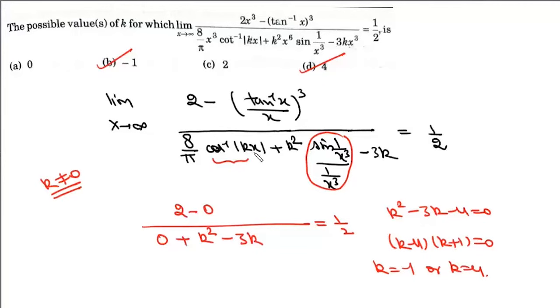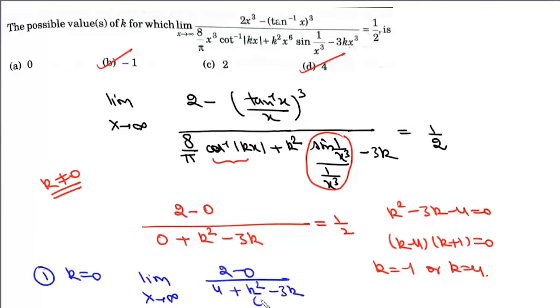So we have to consider one more case, considering k equals 0. Now if k is 0, we'll have cot inverse 0, and cot inverse 0 will be pi by 2. In that case, we'll have this limit x tends to infinity, 2 minus 0. Now this is 8 upon pi into pi by 2. There will be 4 plus k square minus 3k, and if k is 0, this value is again going to be 1 by 2. So that means one more value of k is possible. So there are 3 values possible for k, which are 0, minus 1 and plus 4.